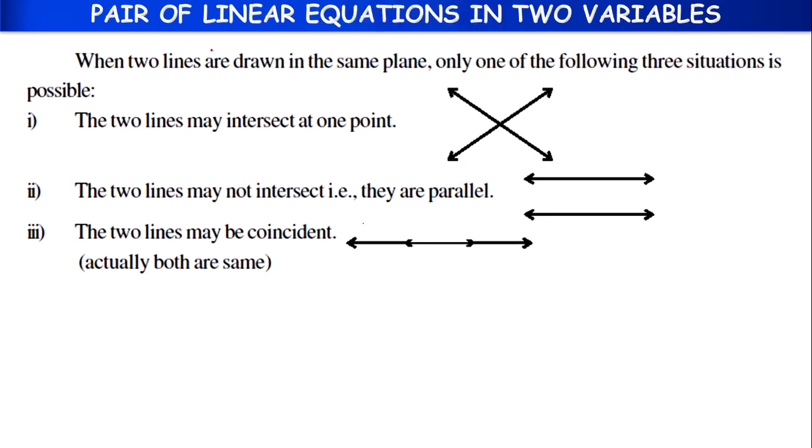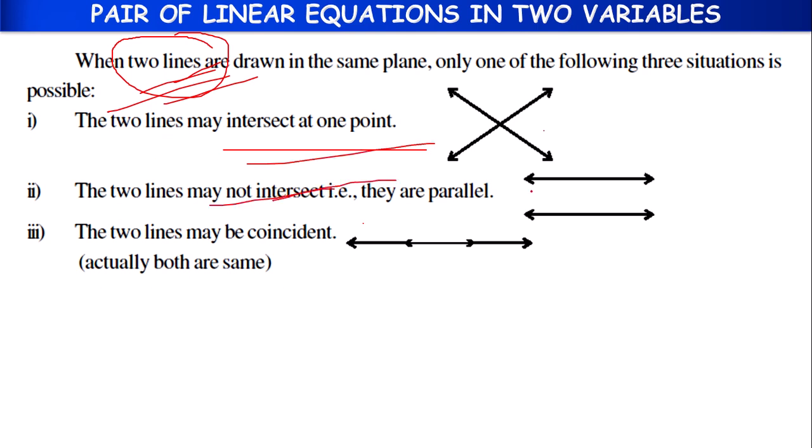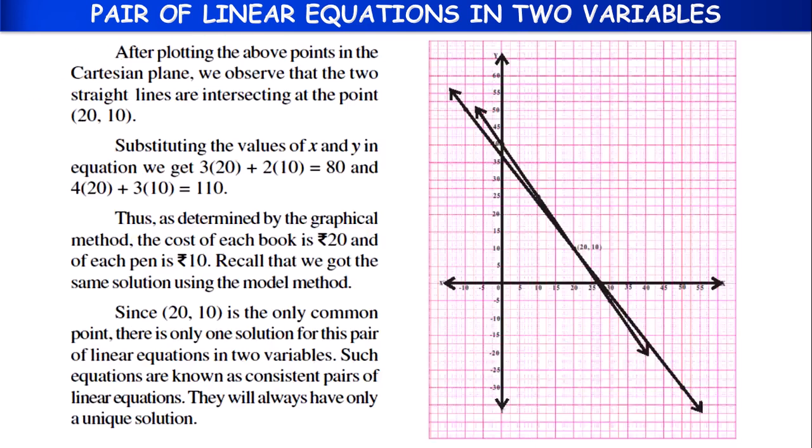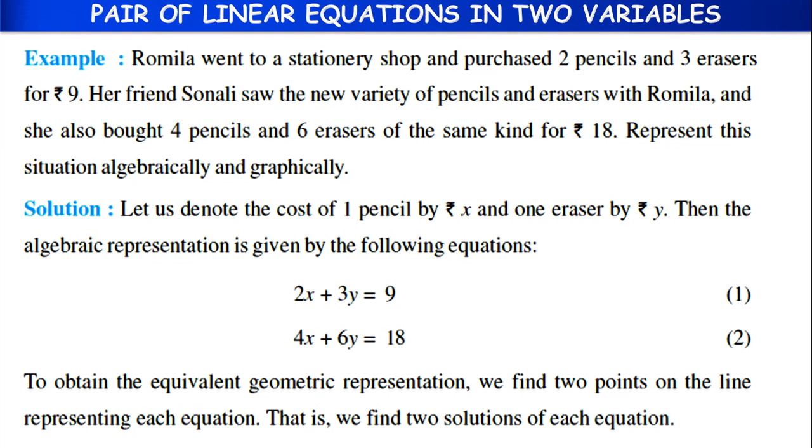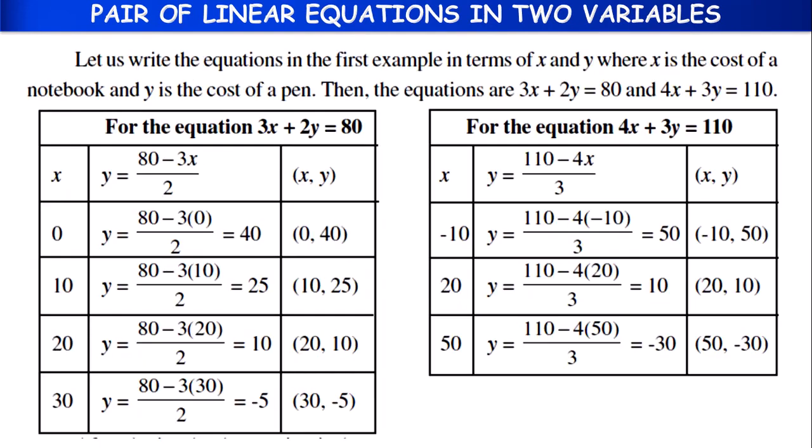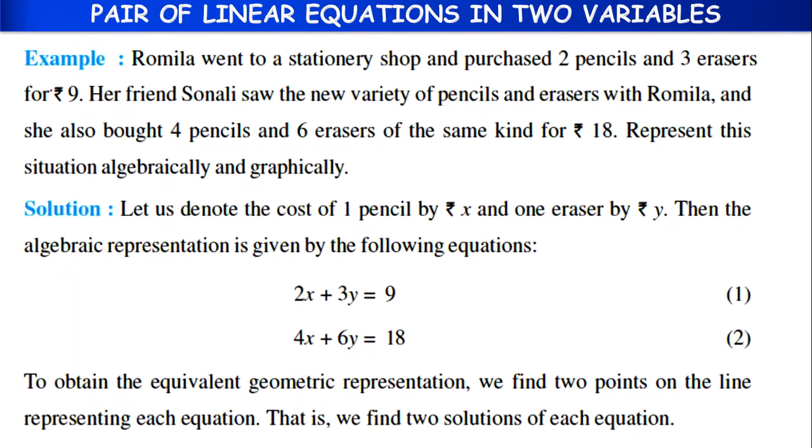The two equations can be represented by two lines in the same plane, children. The two lines may intersect at one point, may be parallel like this and not intersect, or may be coincident. Some graphs also we have solved, children. Example one we have already discussed. Next, let's go with another example.